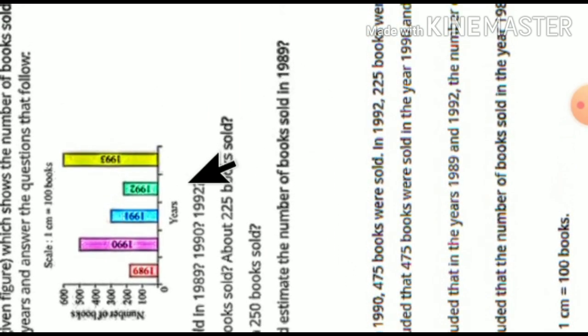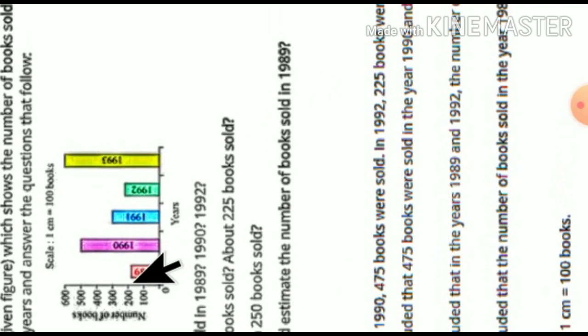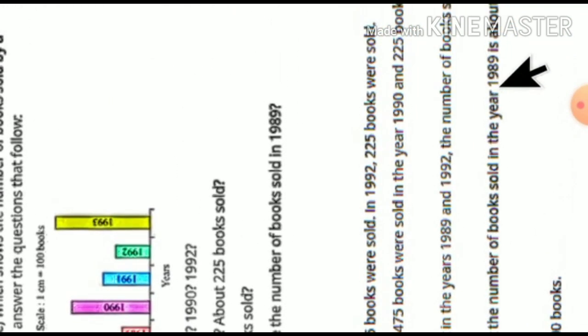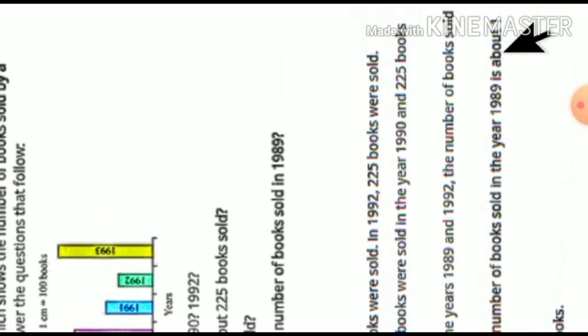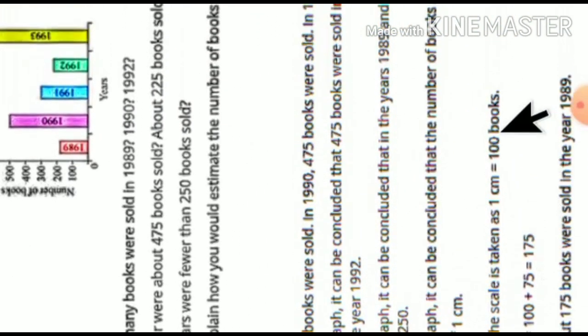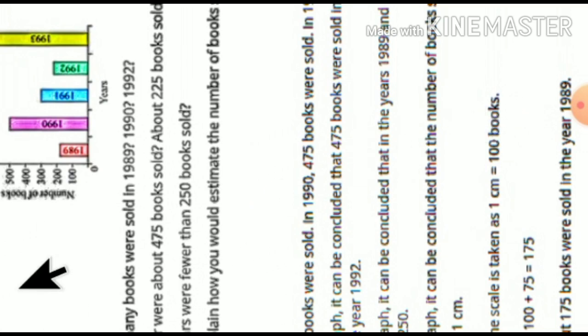Now fourth question, can you explain how you would estimate the number of books sold in 1989? See, 1989 it is slightly less than 200, so about 1/4 is less. Okay, so let us see here. From the graph it can be concluded that the number of books sold in the year 1989 is about 1 and 3/4 part of 1 centimeter. Okay, so we know that the scale is taken as 1 centimeter equal to 100 books.